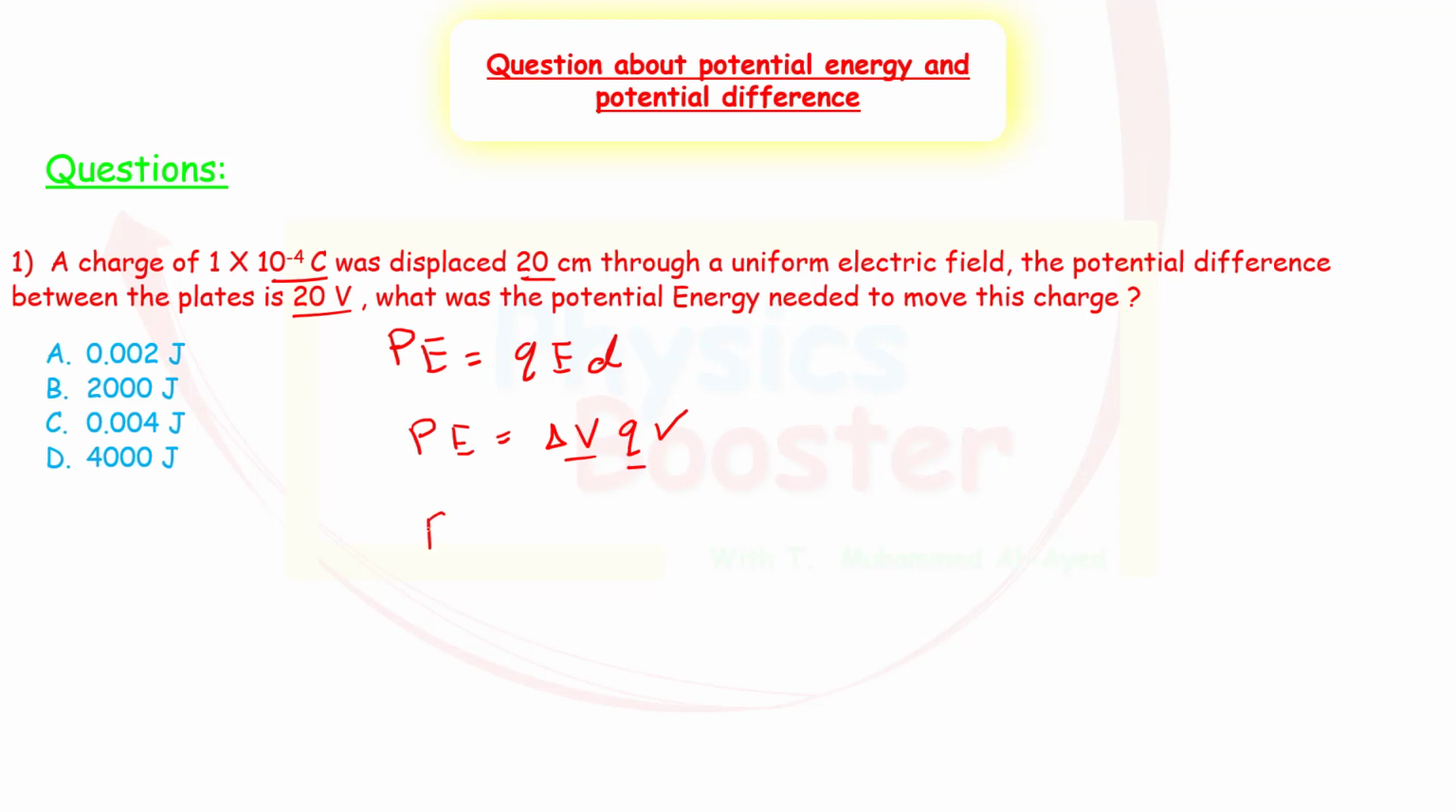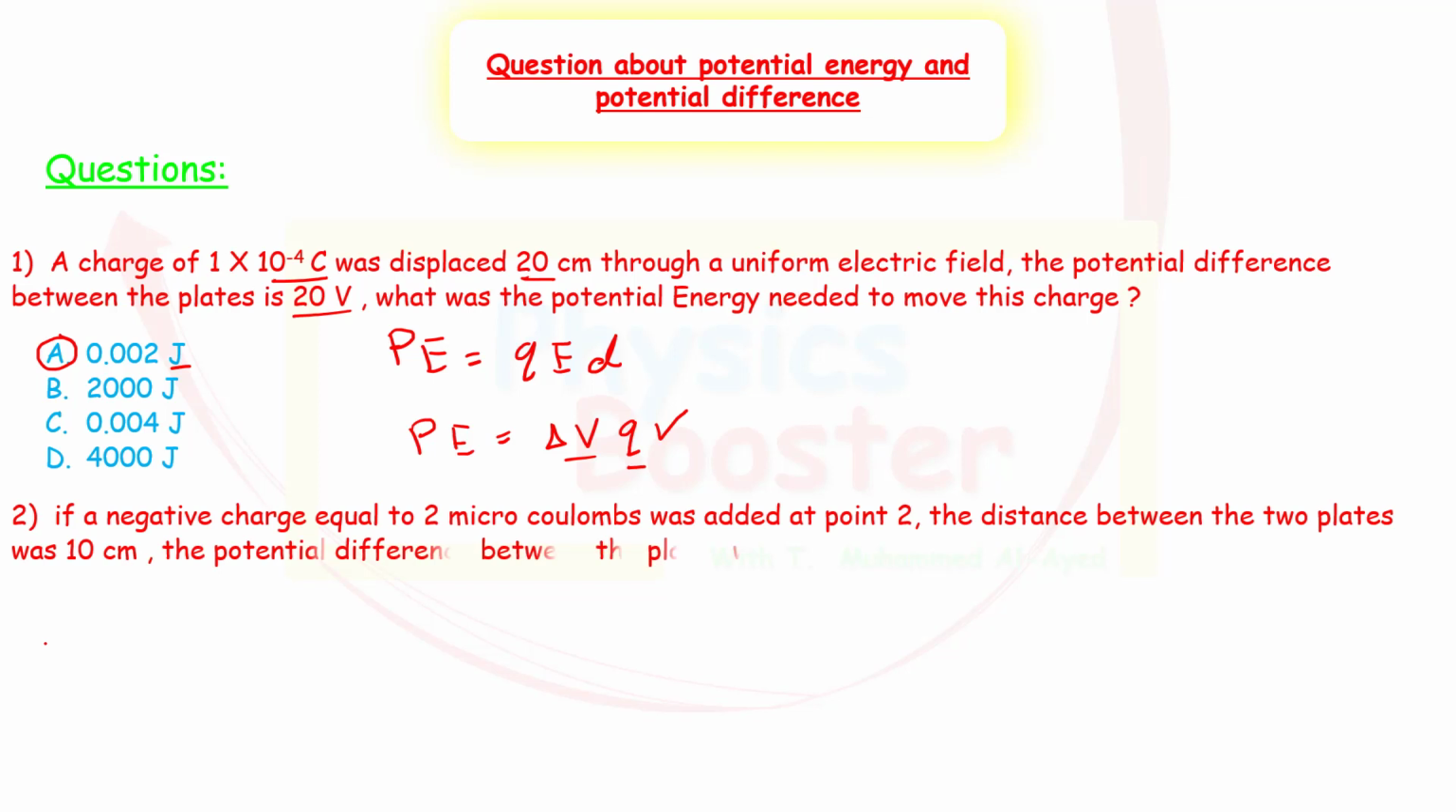So we can say that the potential energy is equal to the potential difference, which was 20, multiplied by the charge, which is 1, multiplied by 10 to the power negative 4. And we will have an answer of 0.002 joules, remember, because the unit of energy is joules.